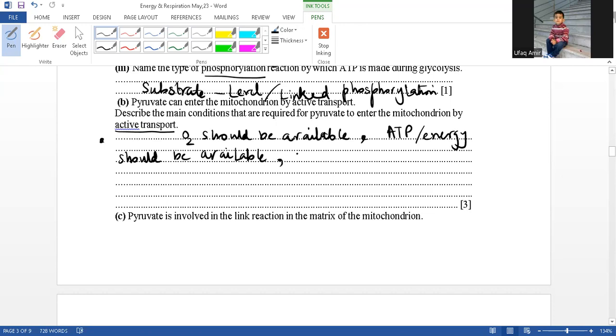Then there should be a protein carrier which allows the movement of pyruvate, and I told you the name of that as well, pyruvate translocase. So a carrier protein should be there, in the mitochondrial membrane.